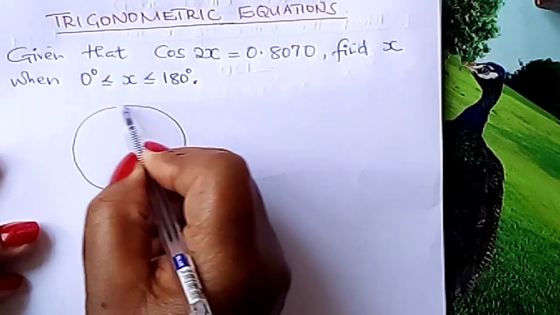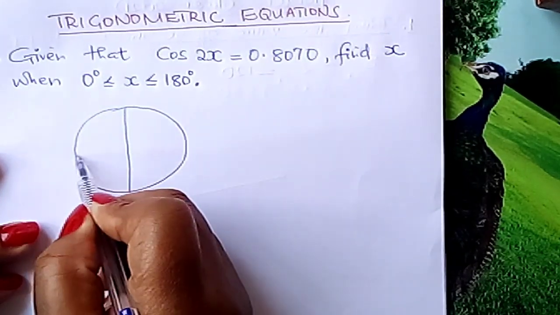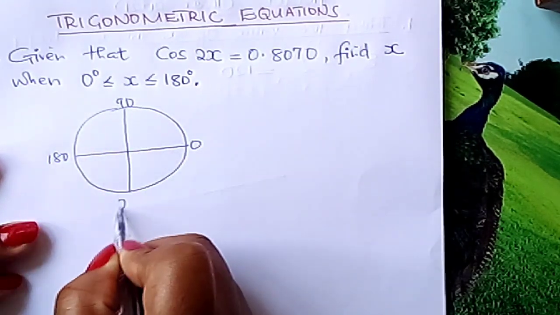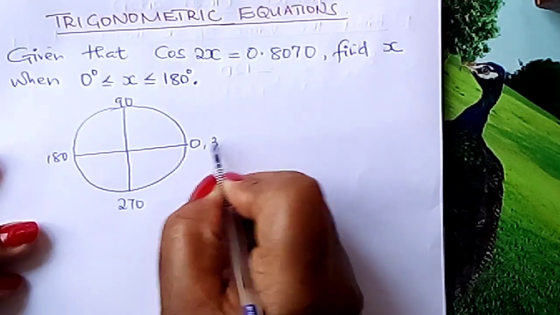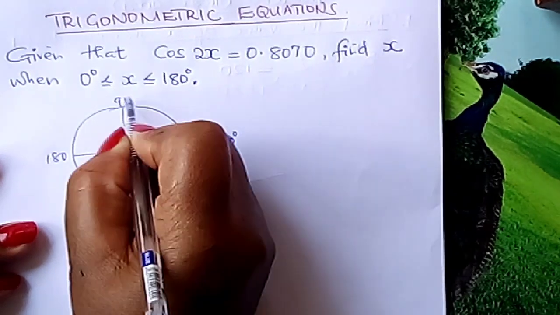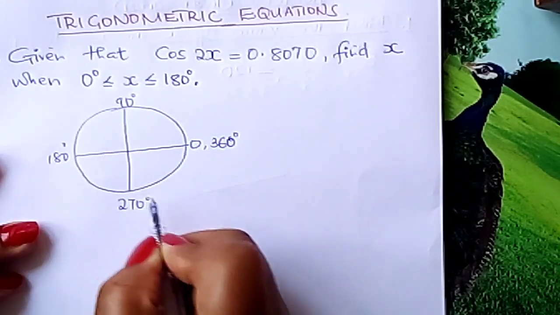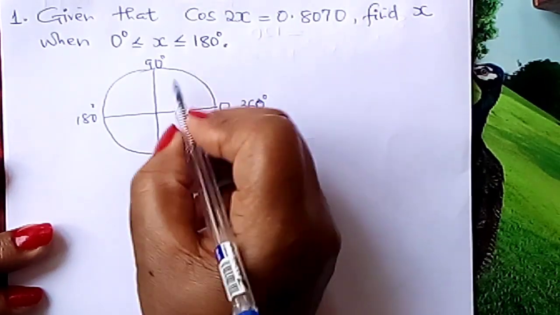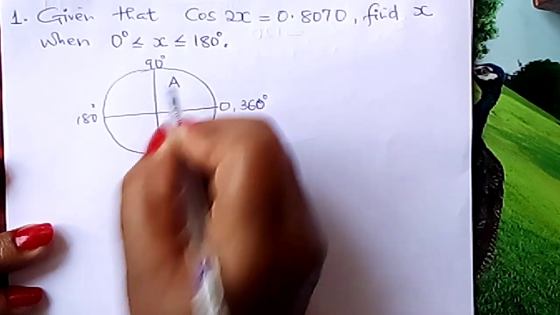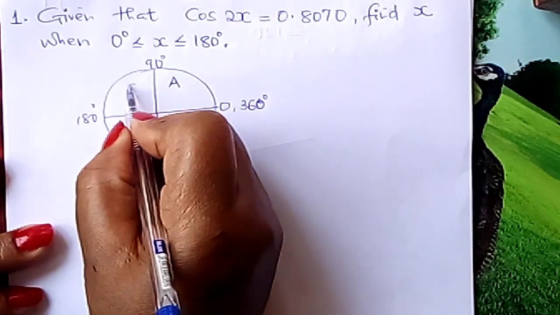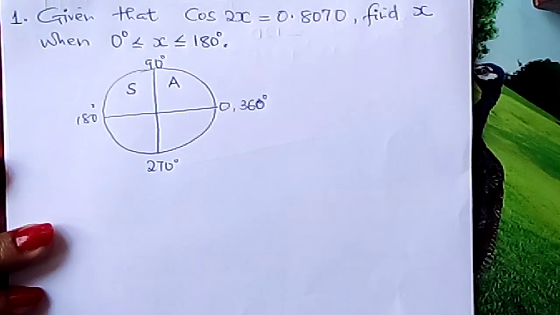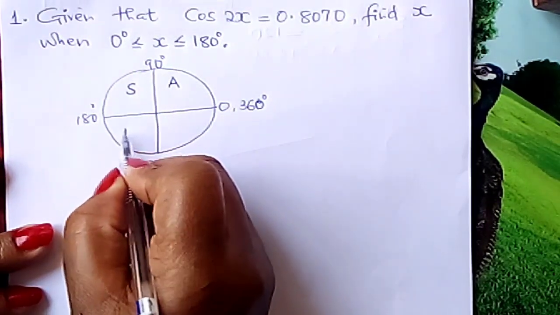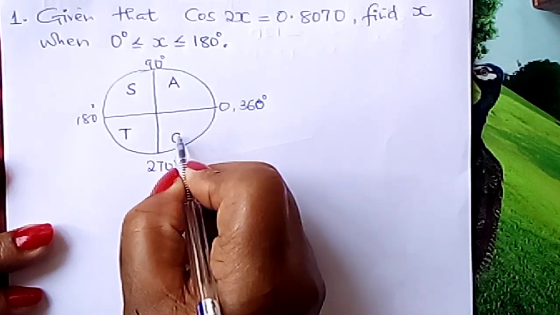Maybe first draw the circle roughly like that. 0, 90, 180, 270 degrees, and 360 degrees. Like that. So learner, we know that all trigonometric ratios here are positive. Here in the second quadrant, it's only sine which is positive, and this is what? This is T, tan is positive, and this is C.